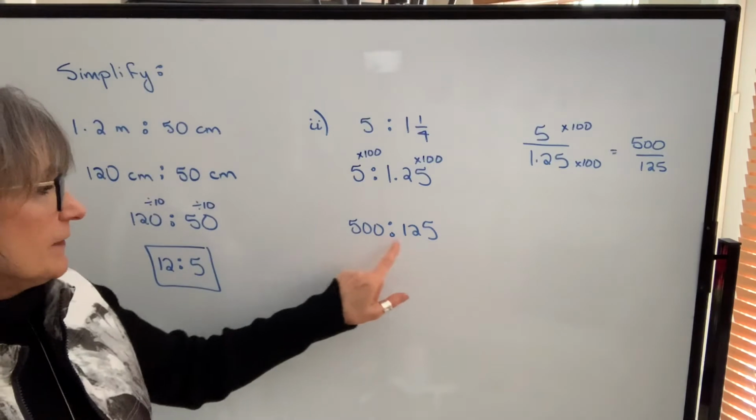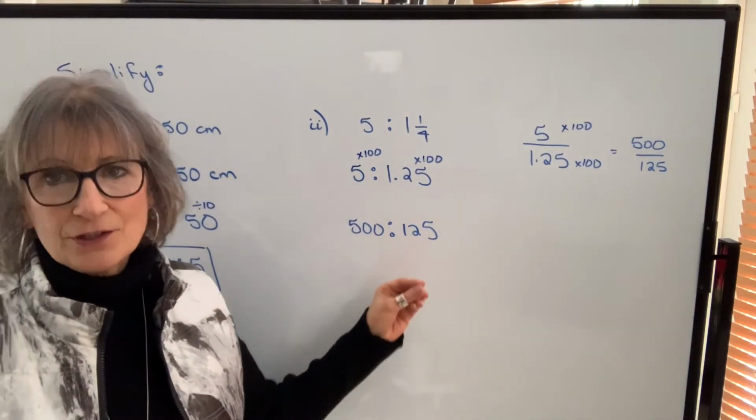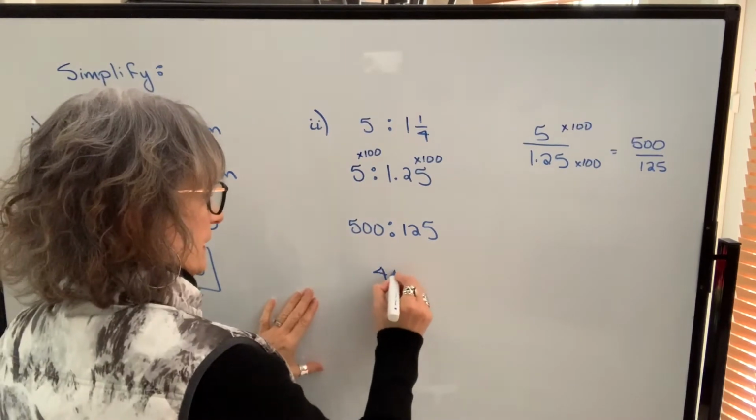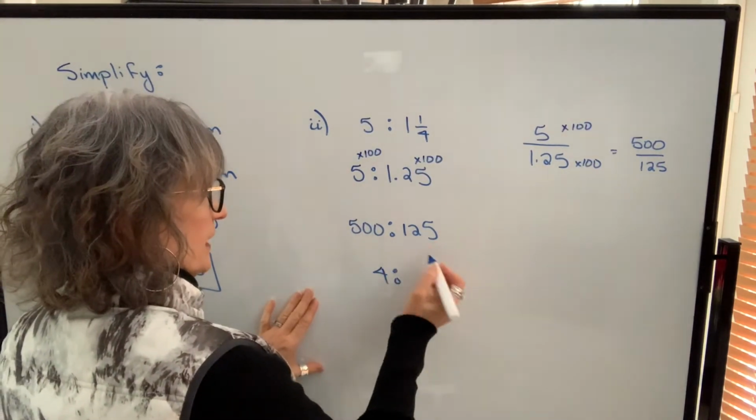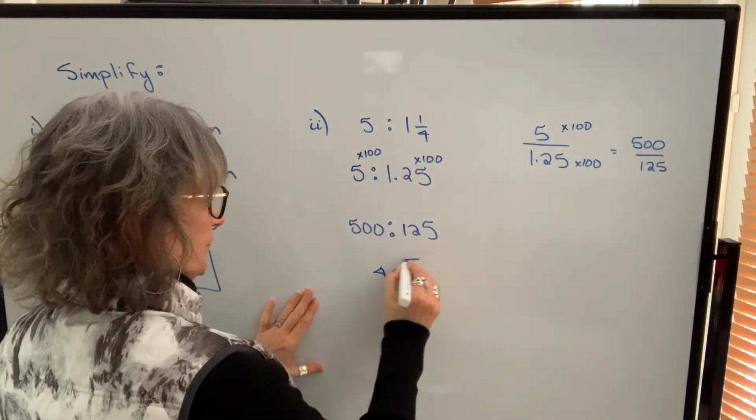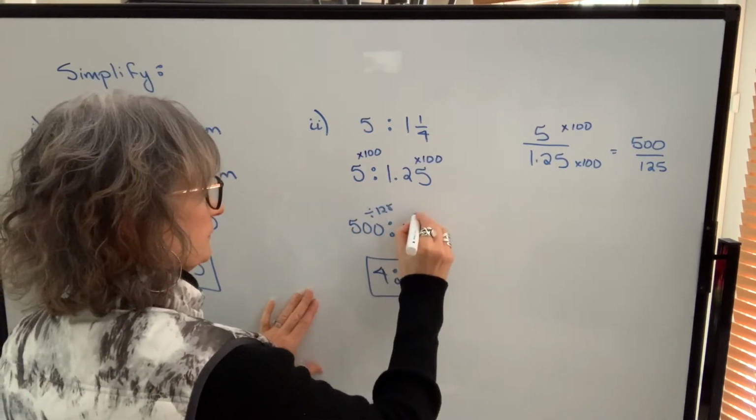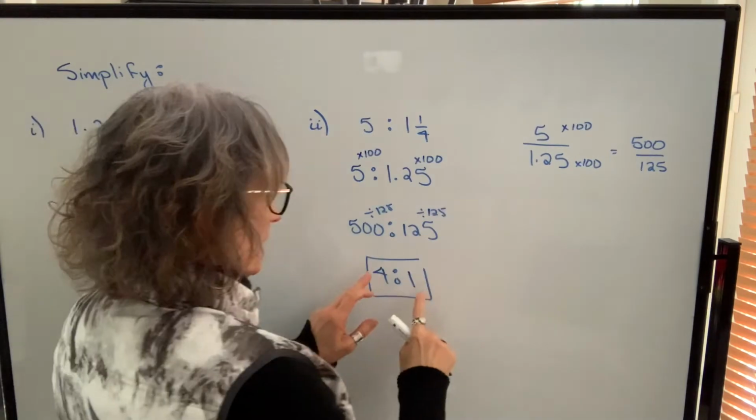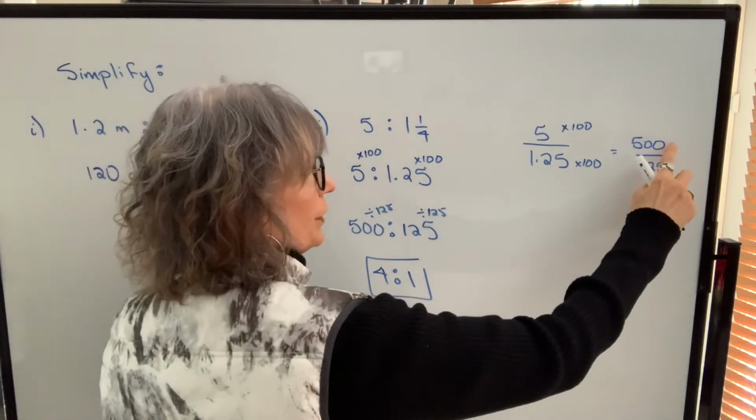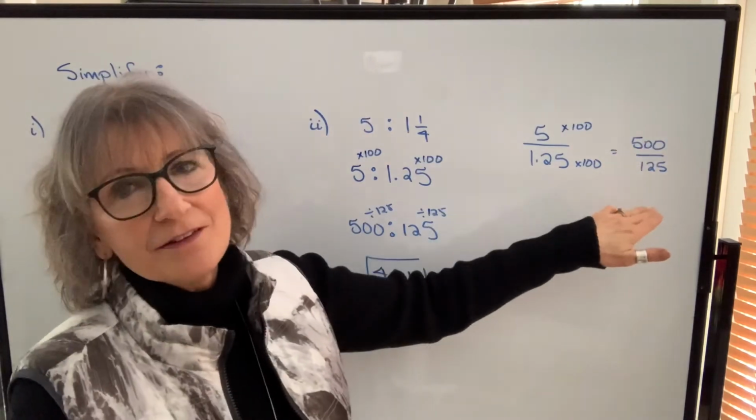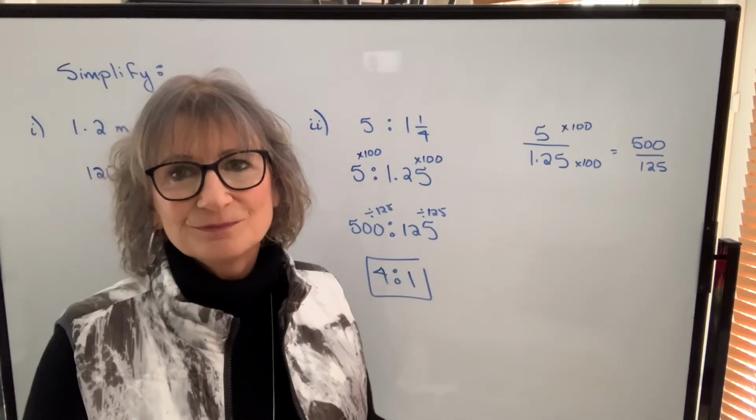Now I look to see if I can reduce this. 125 actually divides into 500 4 times, and 125 divides into 125 1 time. So I divided by 125. I get the same result as I would have if I had reduced that fraction. I could simplify this to 4 over 1 as well.